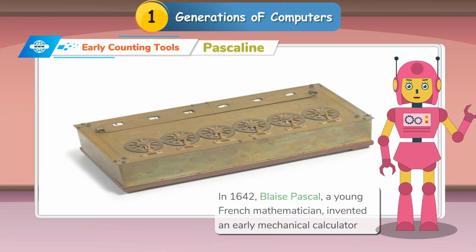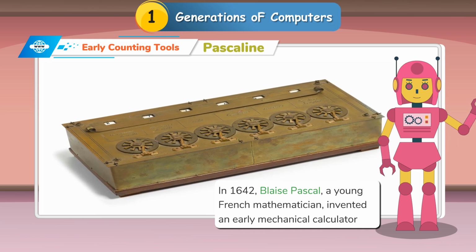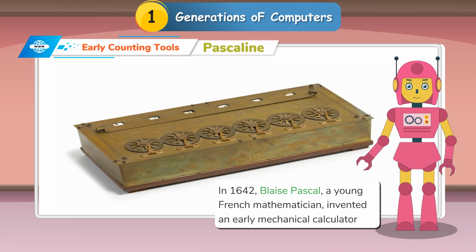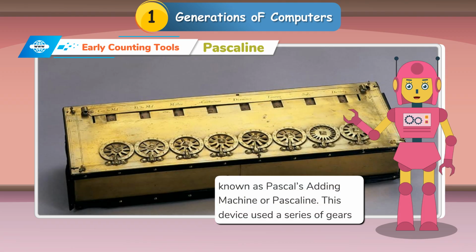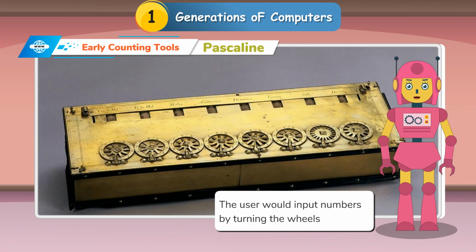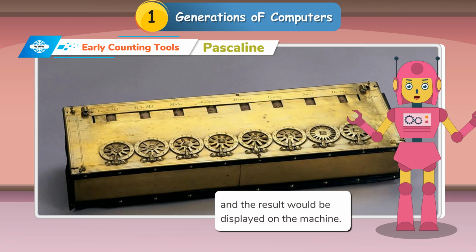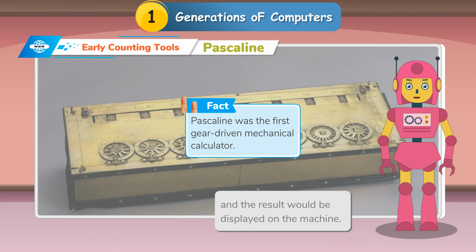Pascaline. In 1642, Blaise Pascal, a young French mathematician, invented an early mechanical calculator known as Pascal's adding machine or Pascaline. This device used a series of gears and wheels to perform basic arithmetic operations like addition and subtraction. The user would input numbers by turning the wheels, and the result would be displayed on the machine. Fact: Pascaline was the first gear-driven mechanical calculator.